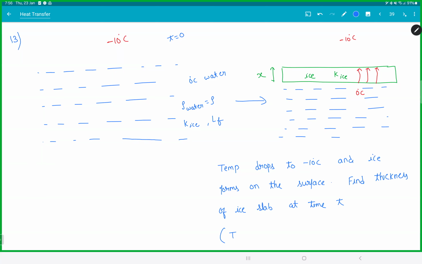There is no ice initially. The area of the lake is not given. It won't depend on it actually, that gets cancelled. How do we start?